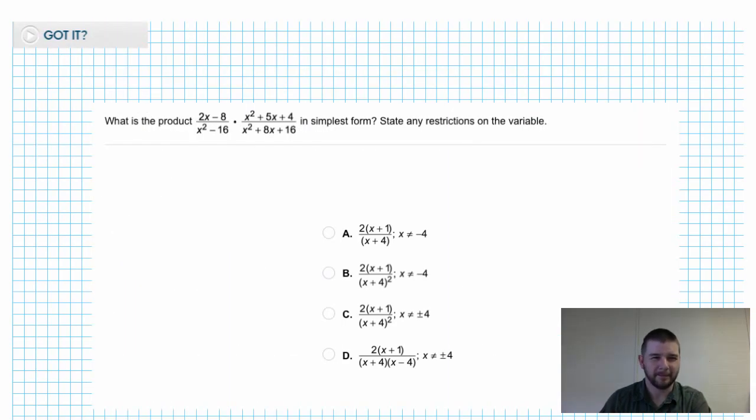And it's that time again, another chance to show that you have got it. What is this product? In simplest form, make sure you state any restrictions on the variable. Work carefully and make your selection from the choices below.